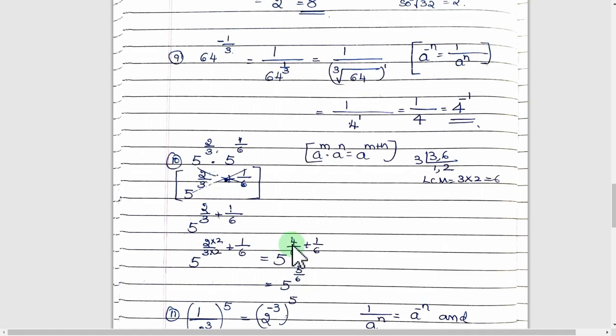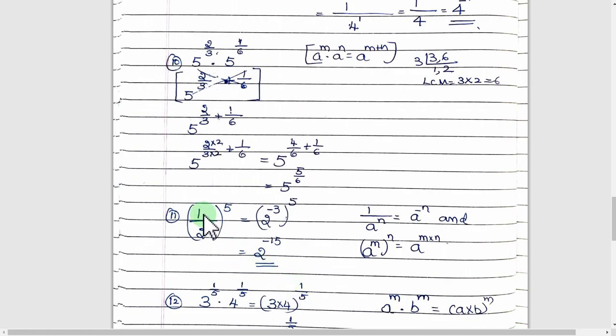Now next step is, after equalizing the denominator, as per operation you have to subtract or add the numerator. Here addition, 4 plus 1 is 5 by 6. This is the answer. Next question, 1 by 2 cube, 2 to the power of 3 whole to the power of 5. So what I did is, I have taken this to the numerator. When I take this to the numerator, the power becomes minus 3 whole 5.